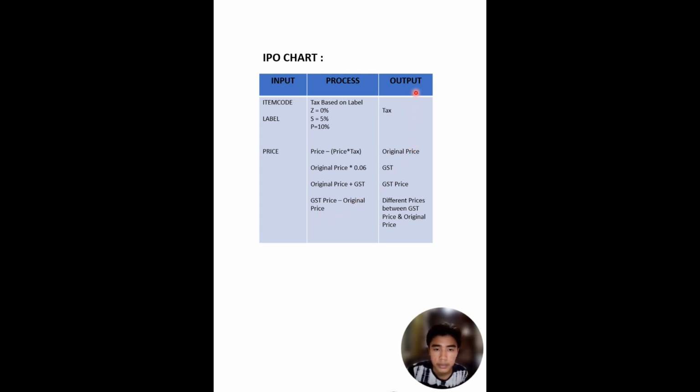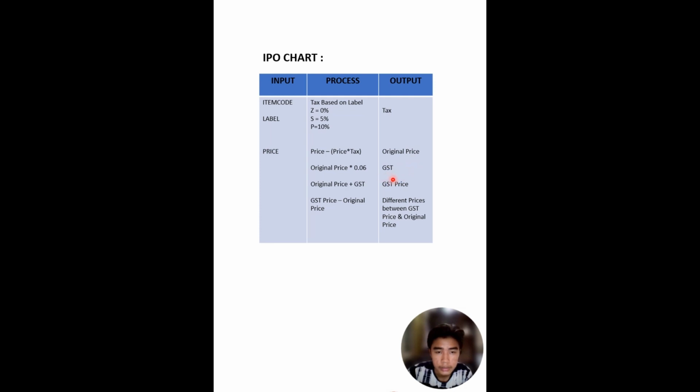Let's look at the output. The output is text. Text is based on label, which is right here. So if you input Z label or S label, the text is going to be displayed on the output. The second one is original price. Original price is the output of price minus price times tax.